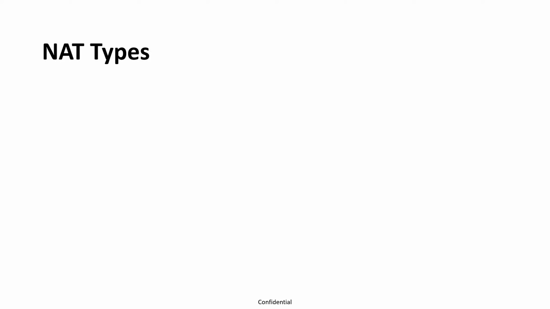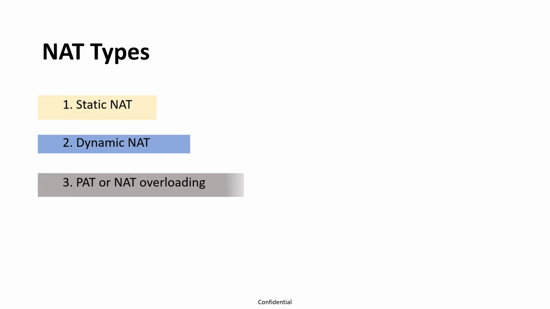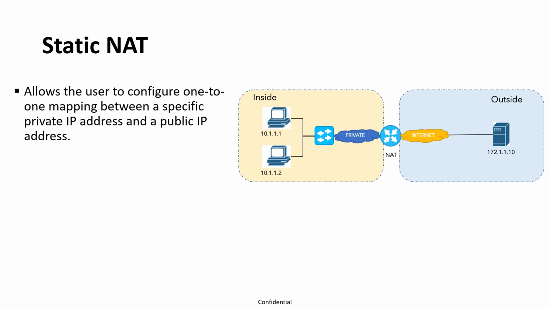Now let's look at the types of NAT. There are three types of NAT, which can be implemented using one of three methods: static NAT, dynamic NAT, and NAT overloading, or PAT. Let's go ahead and discuss static NAT. Static NAT allows the user to configure a one-to-one mapping between a specific private IP address and a public IP address. It creates a fixed translation of a private address to a public address.